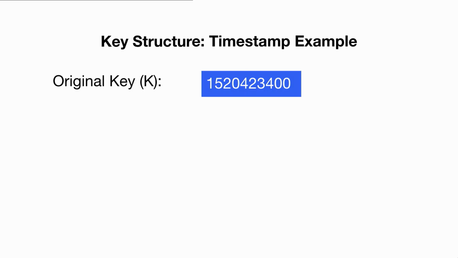So to walk through a more practical example, let's say your key is a timestamp, which as we talked about is very prone to hotspotting.